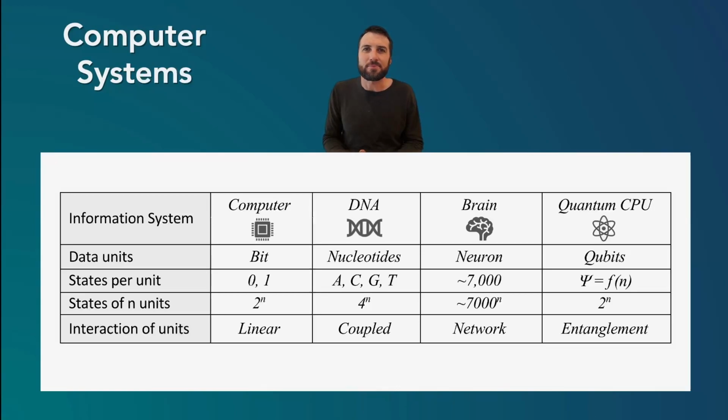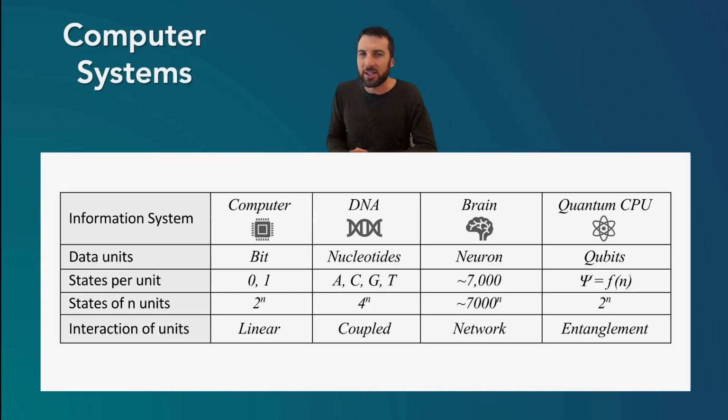Now DNA, there are different chemicals like A, C, G, and T. Those are abbreviations of different chemicals, and those help define which amino acids are used to build which proteins. And so essentially, there are 4 different options for these different chemicals. And that would mean that the states for n units would scale as 4 to the n.